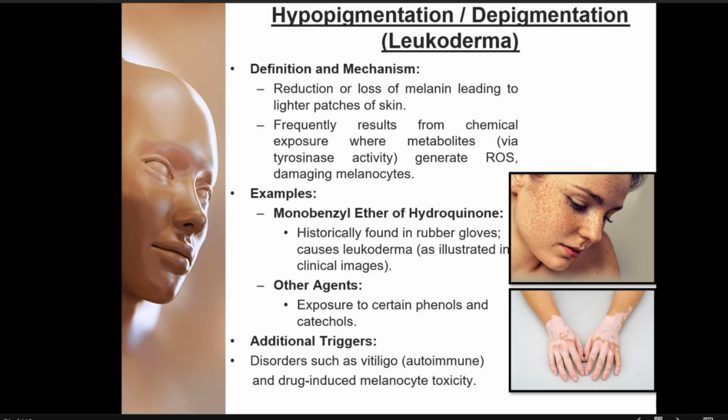Disorders such as vitiligo, which is an autoimmune disease, and drug-induced melanocyte toxicity. So sometimes it also produces an autoimmune disease, and this leads to hyperpigmentation and leukoderma.